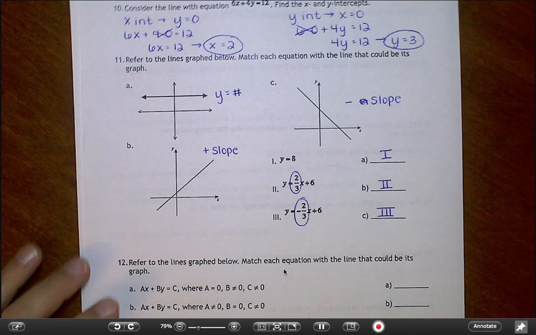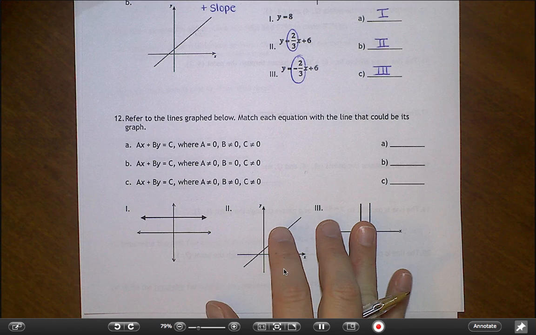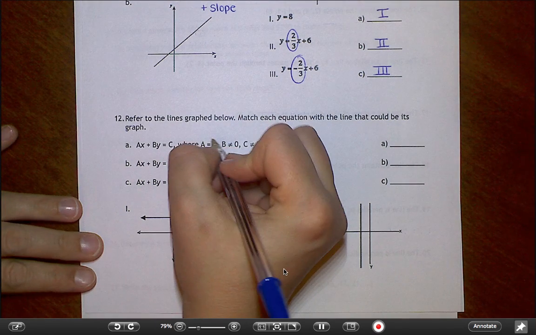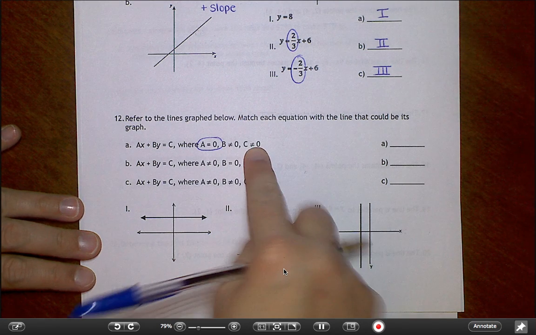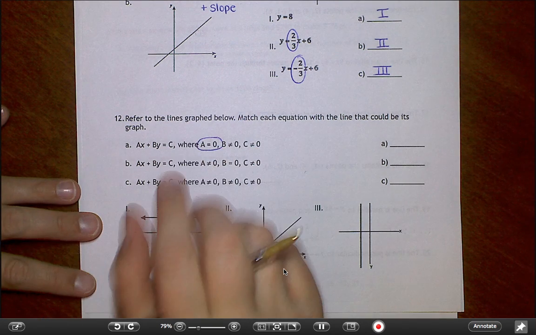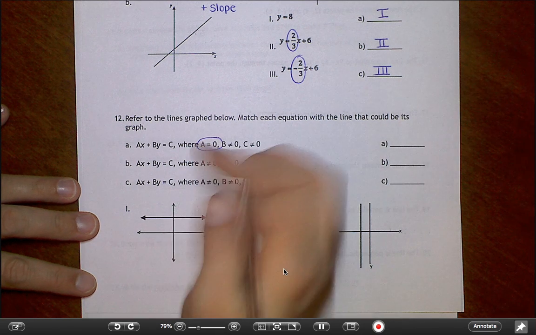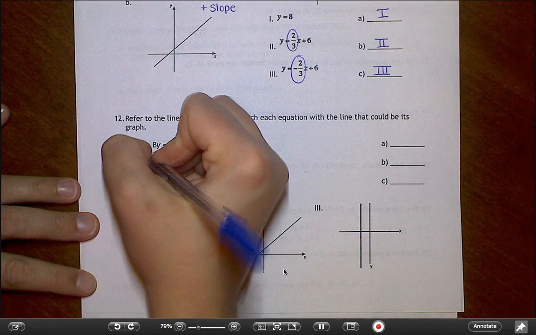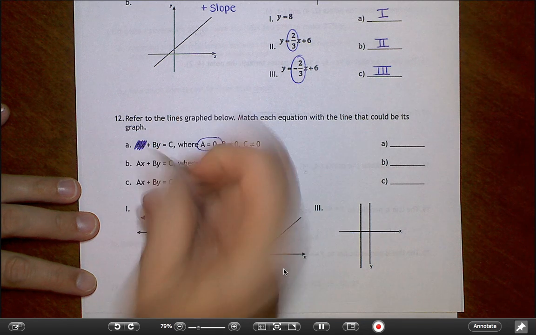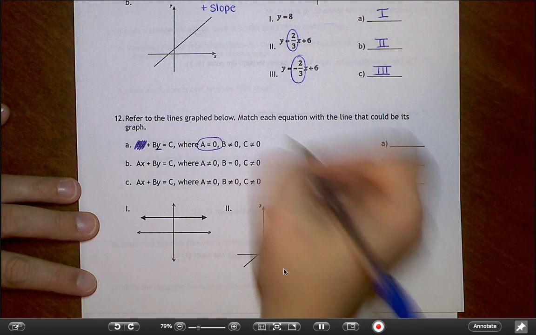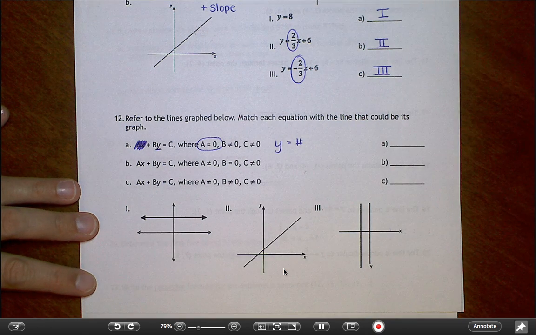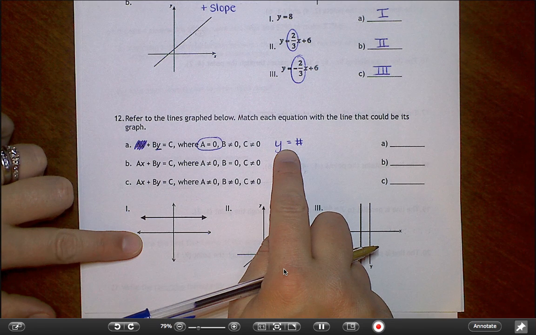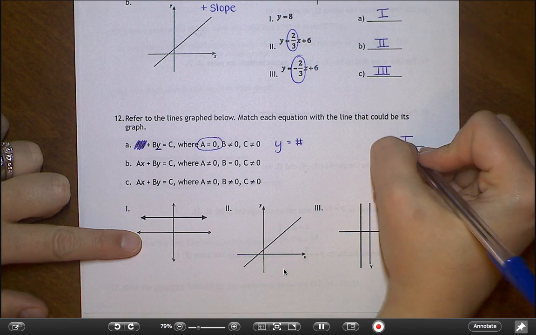Okay, number 12, this one looks like a lot of work, and it's really not. The thing I want you to focus on here is in letter A, it says A equals 0. B and C are not 0, but A is. What you really want to be looking at is where do you have a 0? If A is 0, that means I technically don't have this term in the equation, which means I only have a y. So if I simplify it, it's going to come out to be y equals a number. Y equals a number is going to give me a horizontal line, so that'd be number 1.